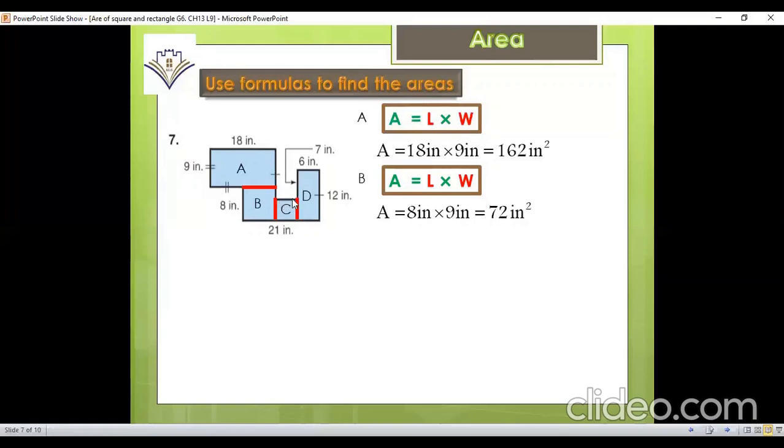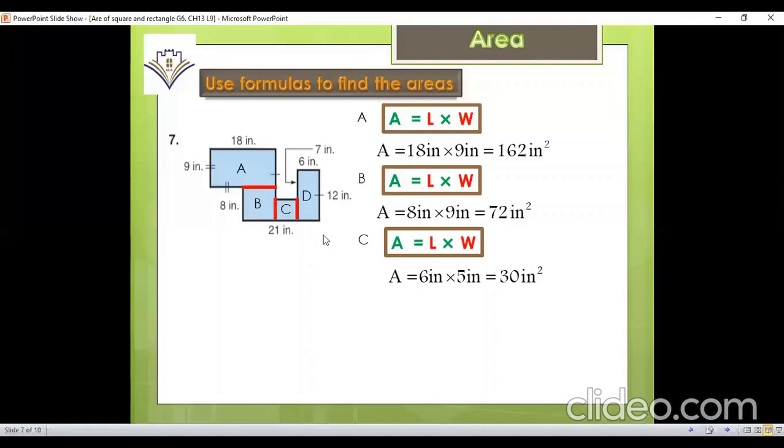What about this line? Look here. This line is 21 inches. This part is 6, this part is 6, and this part is 9. Then 9 and 6 equal 15. Again, 21 minus 15 is equal to 6. Then this point is 5 and this line is 6, then 6 multiplied by 5 equals 30.